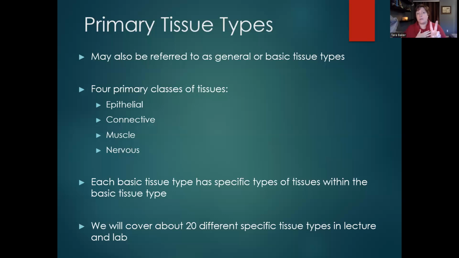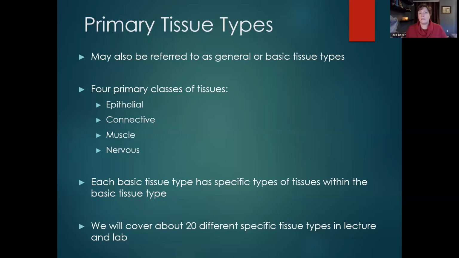Cardiac muscle, the muscle that makes up your heart, and then smooth muscle, the muscle that lines your digestive organs and other tubes inside your body. And then the last main tissue type is the nervous system. In the nervous system, what we're going to talk about are neurons and glial cells. So in this video, what we're going to talk about specifically are the epithelial tissues.